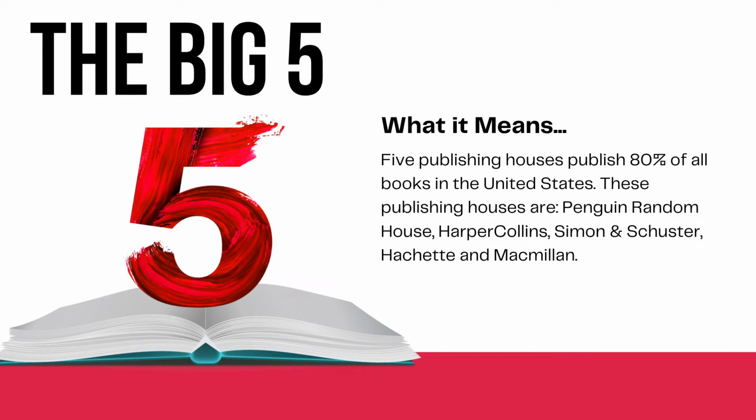The Big Five. Five publishing houses in the United States publish 80% of all of the books. These publishing houses are Penguin Random House, HarperCollins, Simon & Schuster, Hachette, and Macmillan. These publishers are known for producing high-quality books and have the highest status in the writing world. Book publishing royalty, if you will.